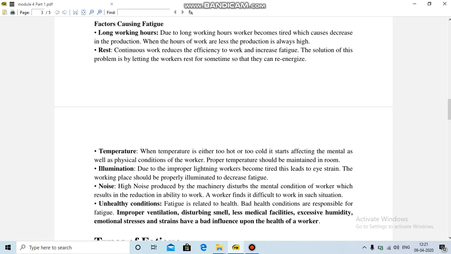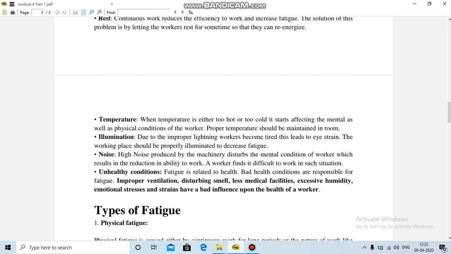Both the physical, environmental as well as mental conditions of an employee lead to fatigue. So causes can generally be divided into three: the physical stress you have, the mental stress you have, or maybe the stress from the top management or employer. Reasons can be different. So these factors should be avoided to reduce fatigue.